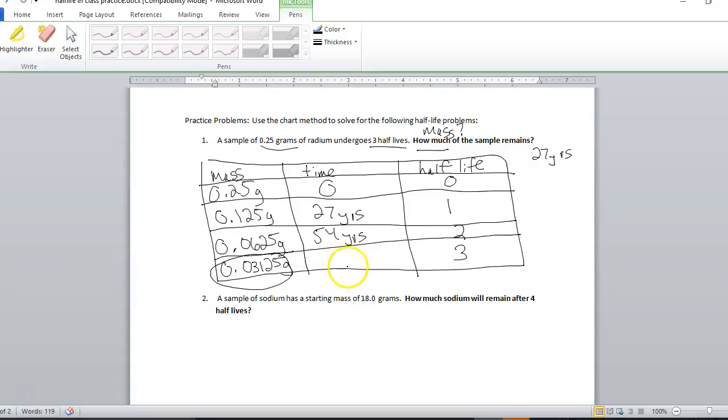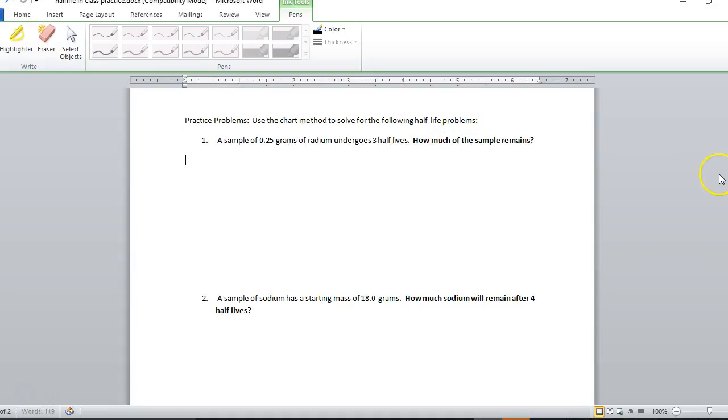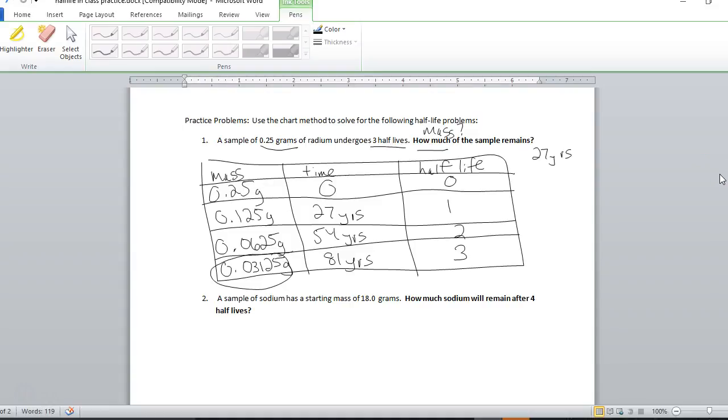And if, again, we're working the sample problem to see after 3 half-lives, well, that'd be 27 years times 3, which would be a total of 81 years. So I just wanted to throw that little extra thing in since this problem didn't have that in there for you.